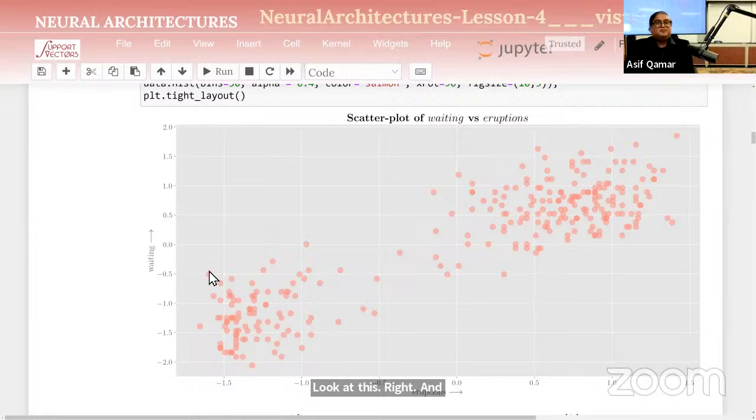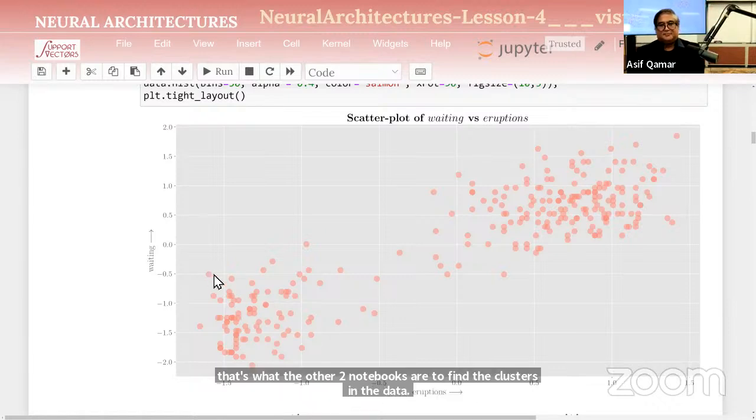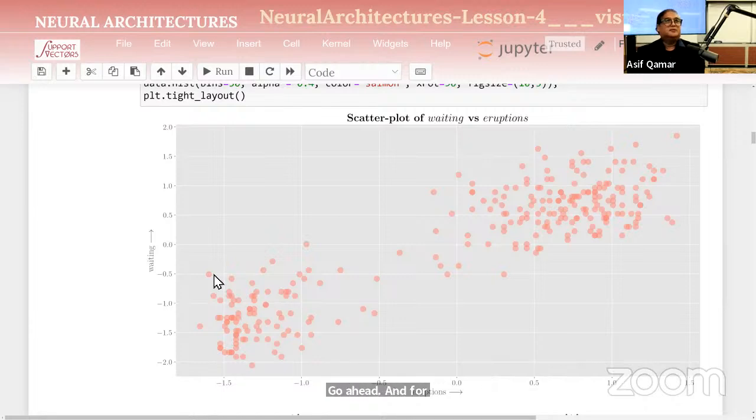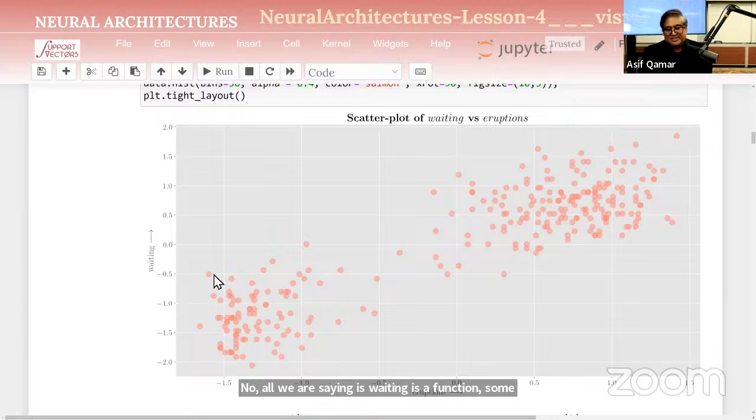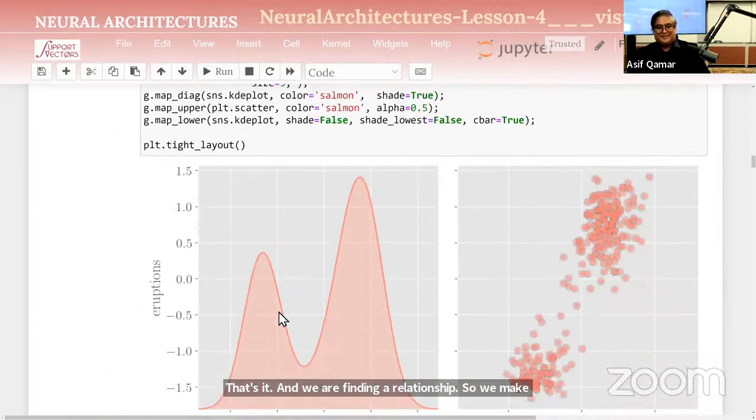So that's a geothermal phenomenon. What happens is that you can have either short eruptions or long eruptions. There's a bit of geophysics there, but we won't go into it. So ignore the fact that there's clusters there. Actually, that's what the other two notebooks were, to find the clusters in the data. All we are saying is waiting time is some function of eruption. What function is it? When you look at this picture, you can clearly see that if eruption times go up, waiting time goes up. That's it. And we are finding a relationship. So we make a hypothesis that it's some straight line relationship. That's it. Are we clear?